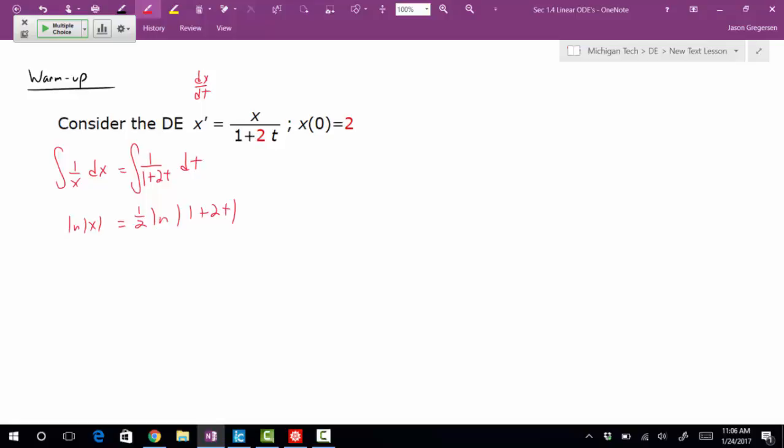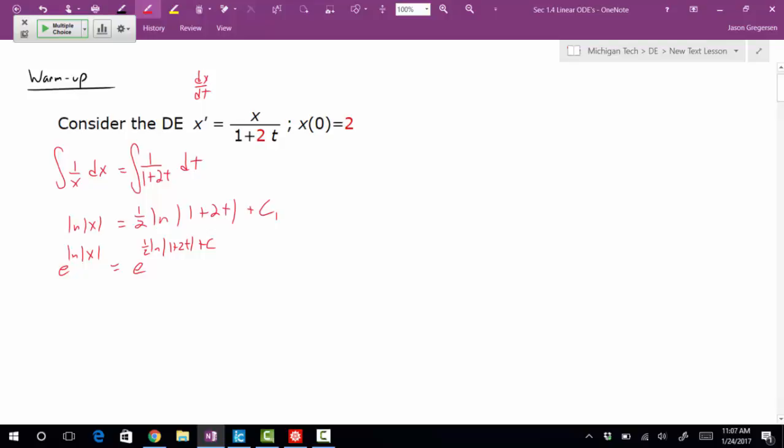All right, now I take the exponential of both sides. Plus c. Got to make sure I do my plus c right away, before I take the exponential. That's common mistake number 2: not bringing in your constant at the right time. Make sure you bring it in as soon as you do the integration. Now I'm taking the exponential of both sides. I get e to the natural log of the absolute value of x, e raised to all of that right-hand side. So I have 1/2 natural log of 1 plus 2t plus some constant.